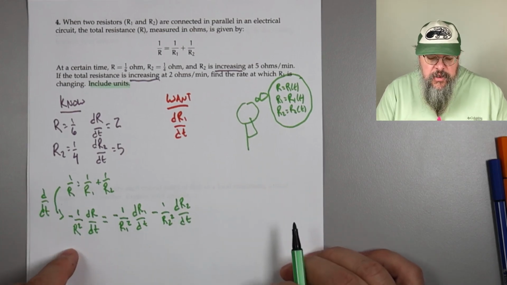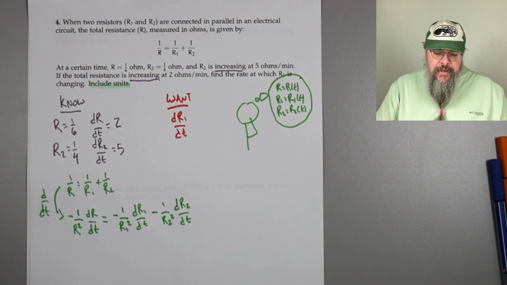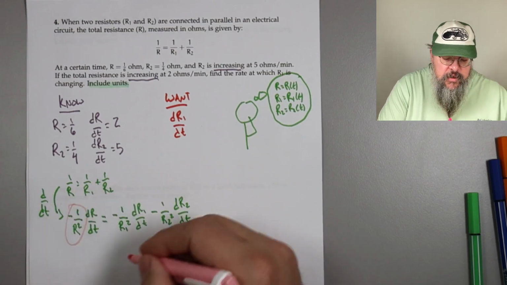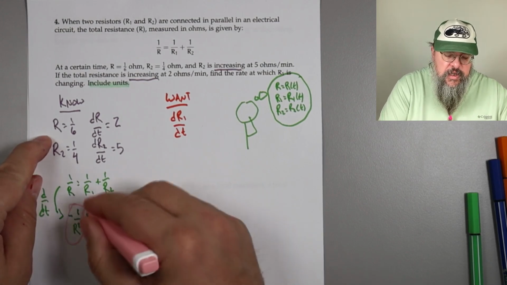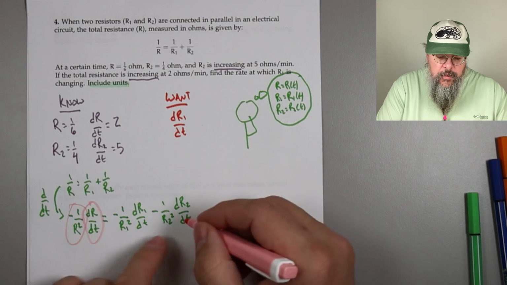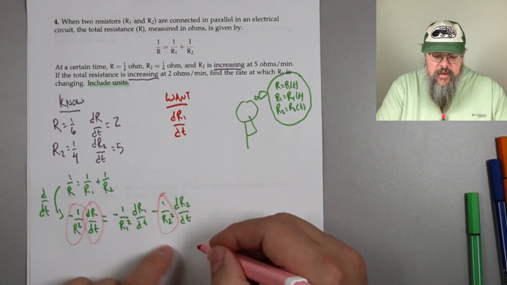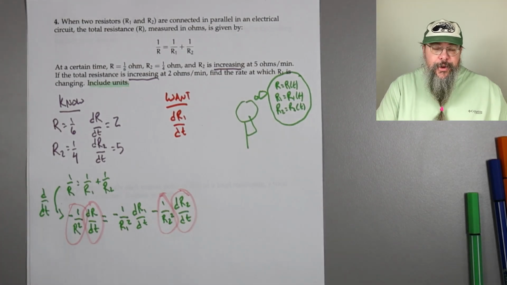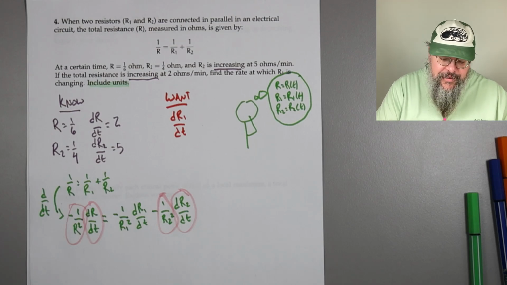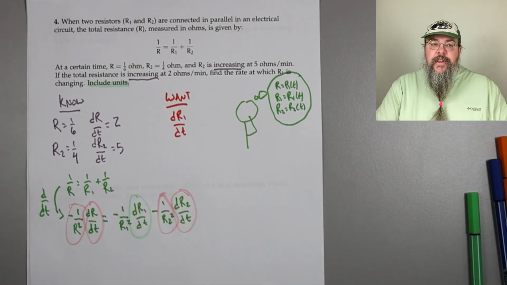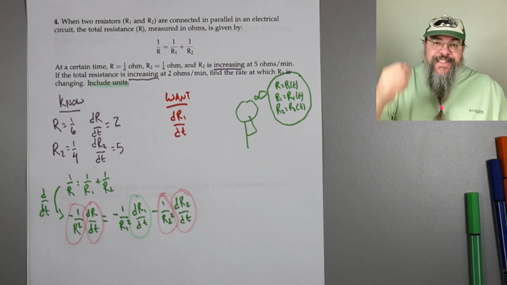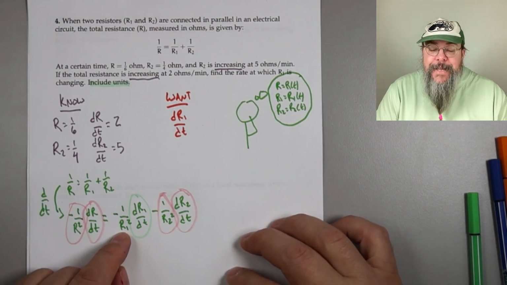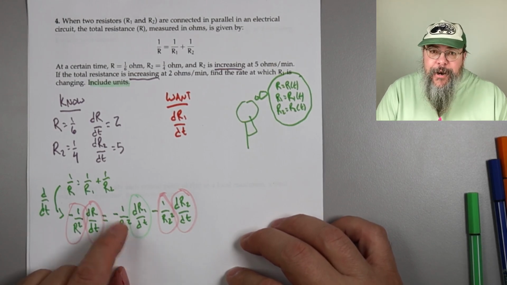Okay, now, good news. We know a bunch of stuff. Let's mark what we know. We know this, 1 over r squared, we can grab it. dr/dt, we know it. 1 over r2 squared, great, we've got that. dr2/dt, great, we can find it. And what do we want? Well, we want this dr1/dt. Great. Now, you might notice something hasn't been circled. Uh-oh. We've got to get a handle on r1. So we have to figure out what r1 is.